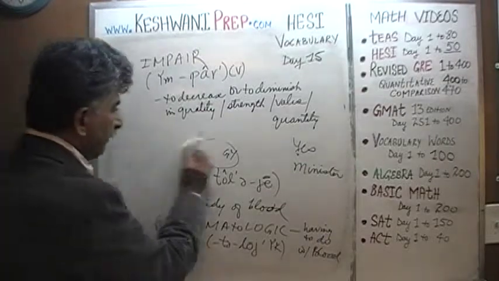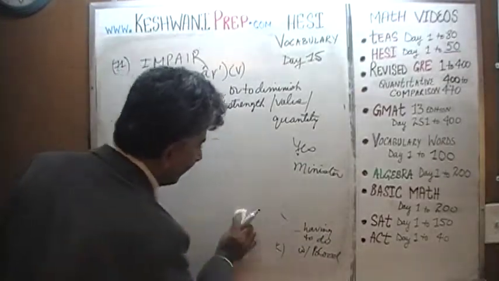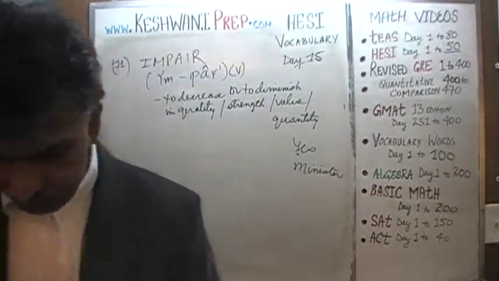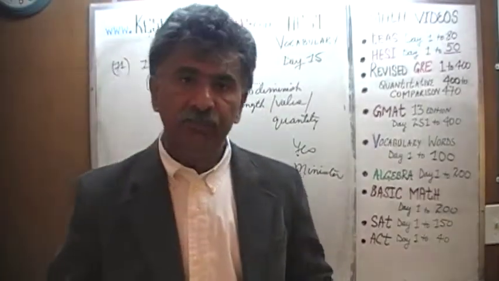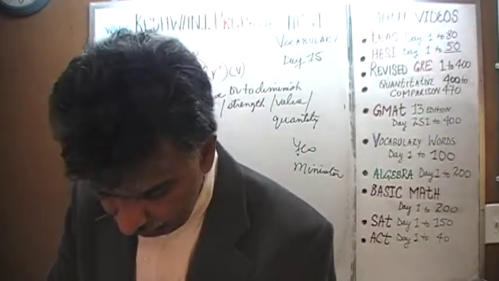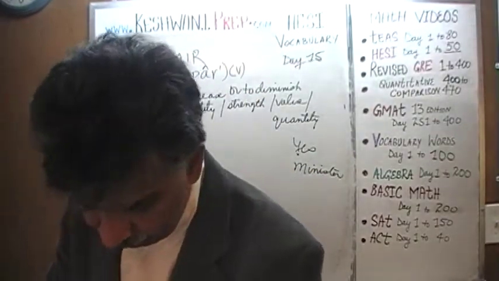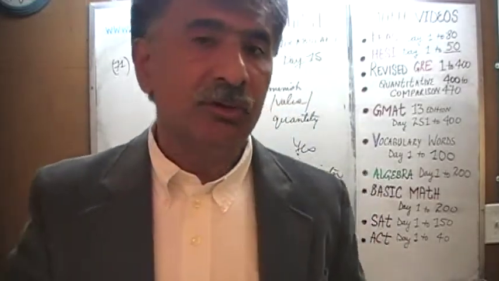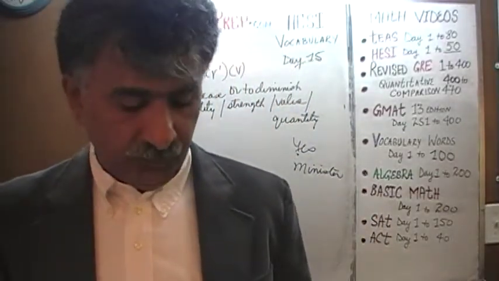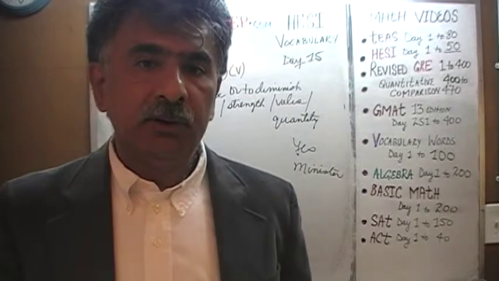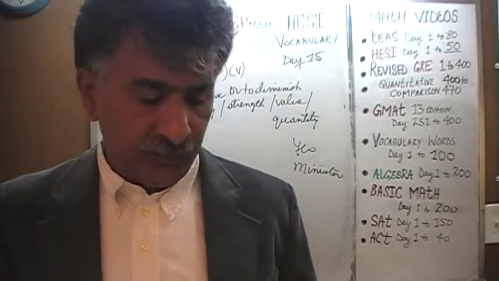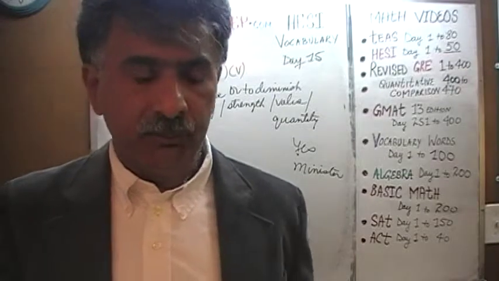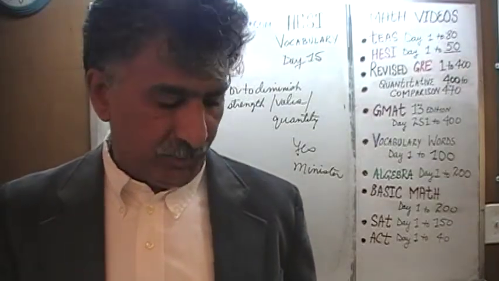For example, one might use it in a sentence as, last week we had a hurricane. The hurricane was so strong that it impaired communication throughout the state. The cell phones were not working, regular telephones were not working, everything was down. We had impaired communication.